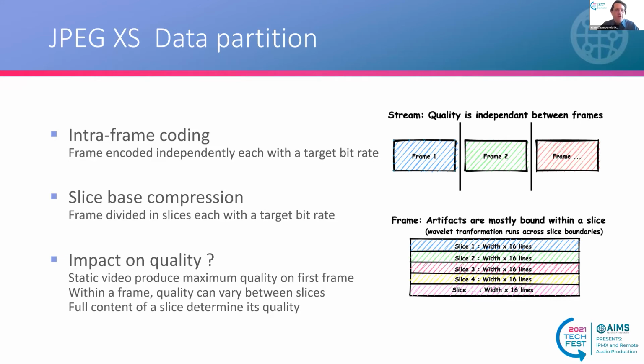So from this data partitioning, we can determine that with JPEG-xs, if you have a static input, you will produce a fixed quality output, each frame being identical. We can also say that within a frame, quality may vary between slices, a complex slice having more artifacts than a simpler one. Also, the full content of a slice determines its quality, which means that complex content on one side of the slice may actually impact the quality of the data on the other side of the slice.